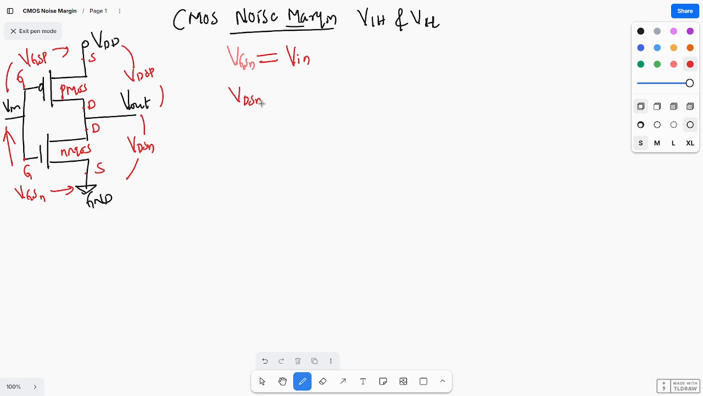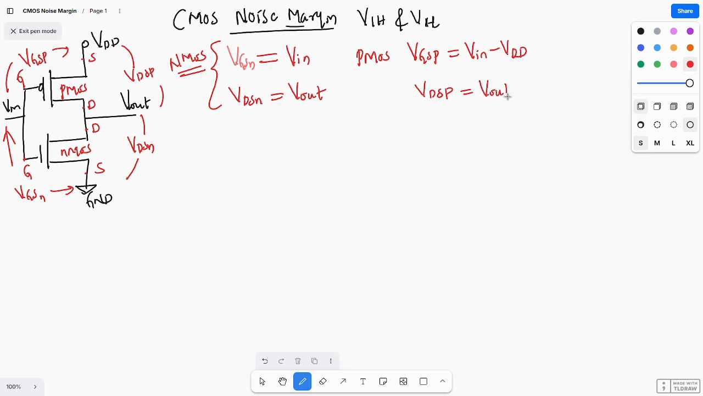VDSN is equal to V out, and this is for NMOS. For PMOS, VGSP is equal to V in minus VDD, and VDSP is equal to V out minus VDD. This we already saw in the last class. I am going to use this in the equations, that's why I am writing it.